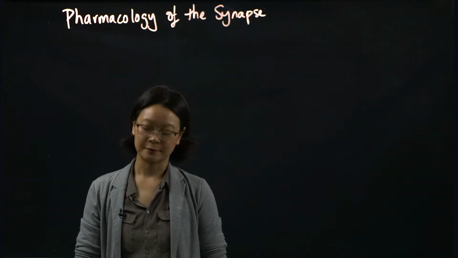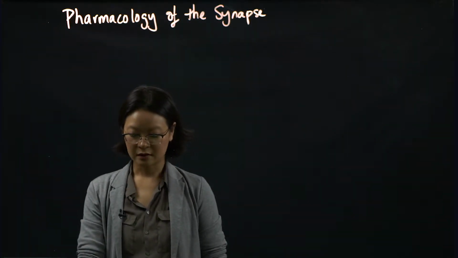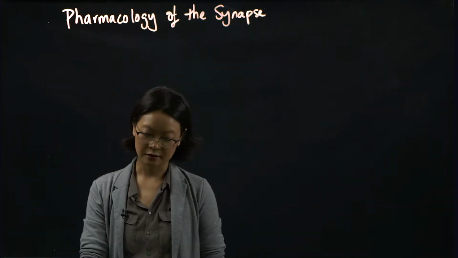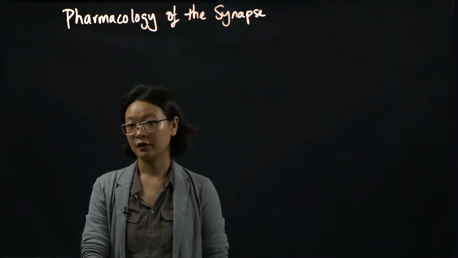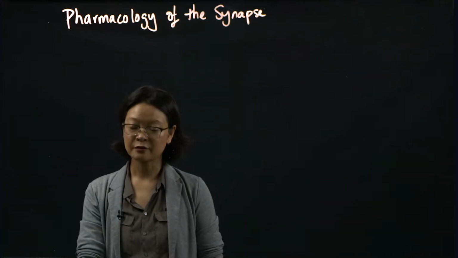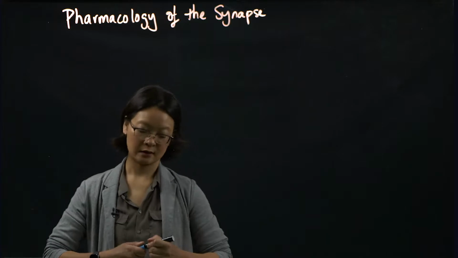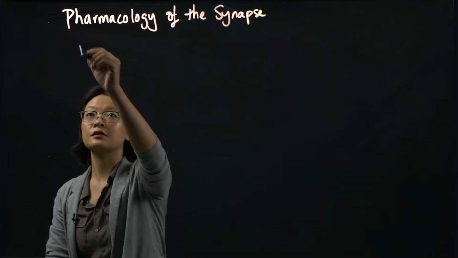In today's video we're going to go over some basics of pharmacology. Most drugs, especially the neuronally active drugs that we discuss in this class, act on receptors in the brain. So we're going to go over some receptor pharmacology later on in this video. The first concept that I want to cover is dose-response curves.